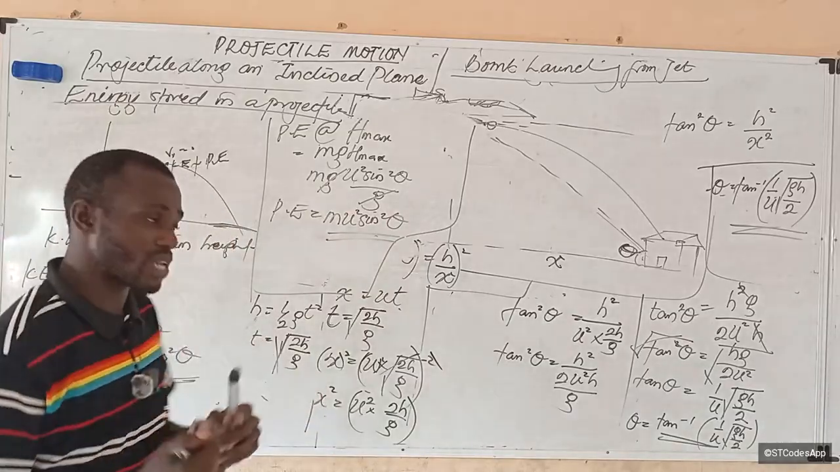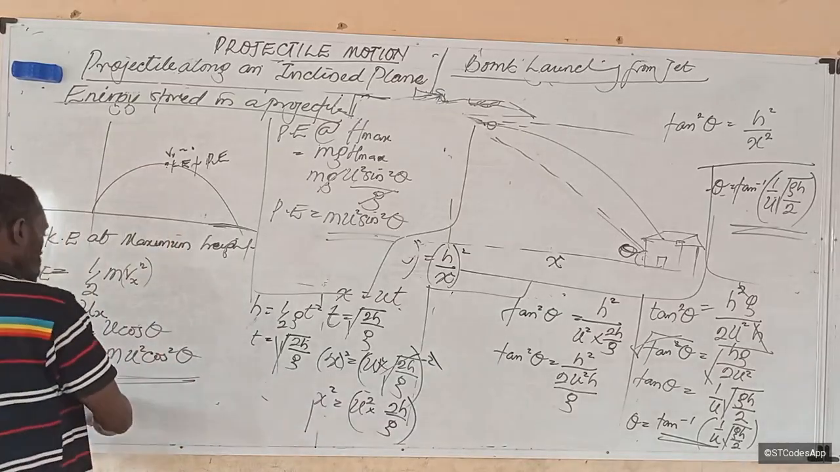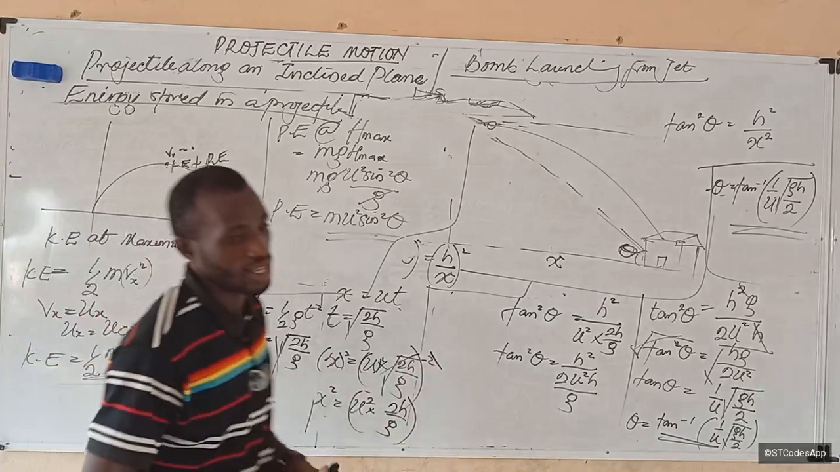So at any particular time, total energy is conserved. It will be P plus K. Is that clear? So that will be it for this video.